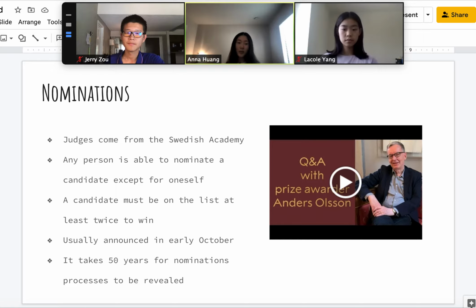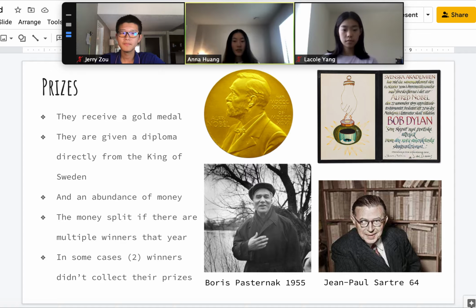And each diploma is different based on what the person stood out for that year. And the diploma is given to the winner directly from the King of Sweden. And in addition to this gold medal and the diploma, the winner is also given an abundance of money, and that depends on how much money is raised by the Nobel Foundation that year. But if there are two winners that year, then the money will be split between them.